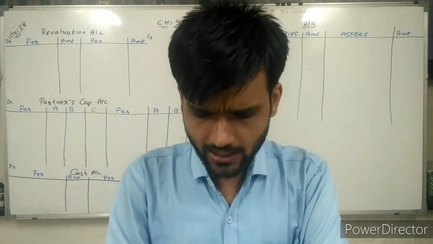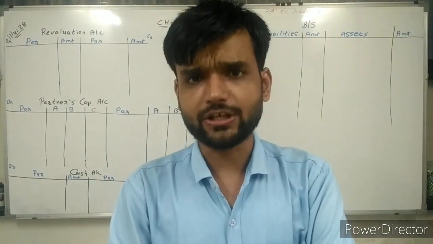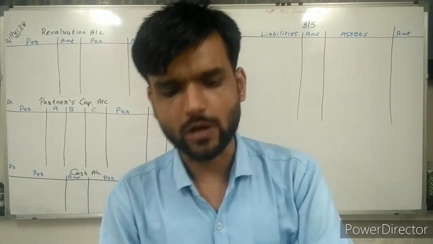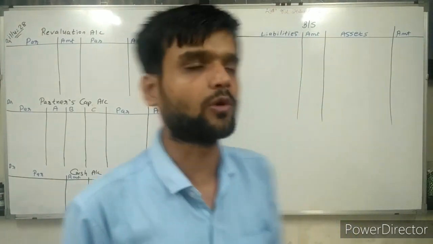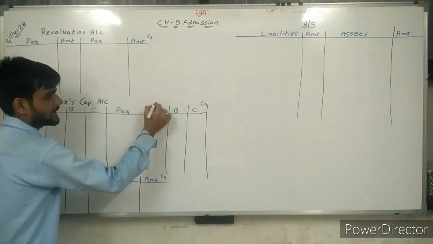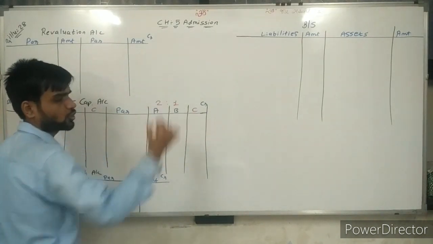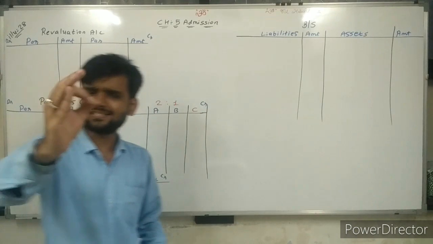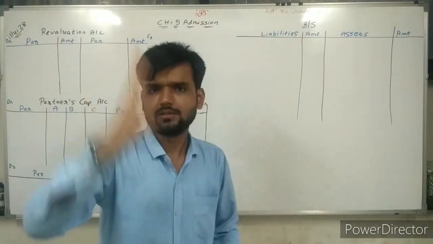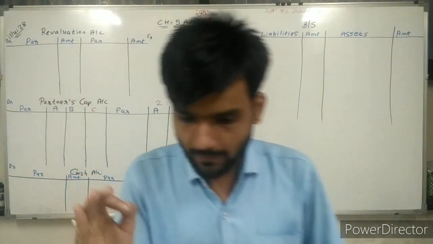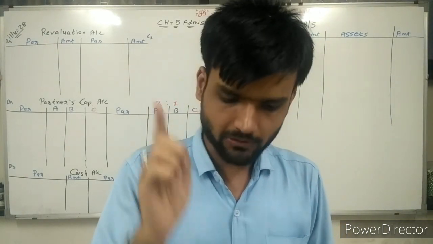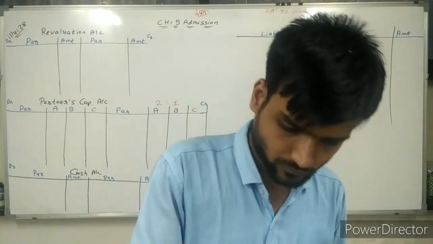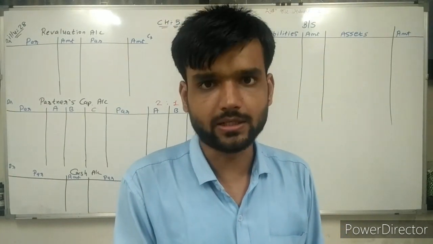A and B are partners sharing profit in the ratio of 2 and 1. So, sir, two partners are there, A and B, and their profit and loss sharing ratio is given as 2:1. So first of all, I am writing here 2:1. This is my first step after reading this question. The balance sheet of their firm as on 31/3/16 was as under. So the balance sheet is given as under.